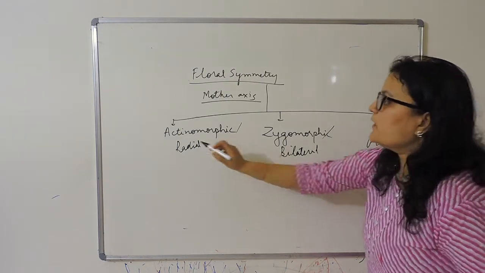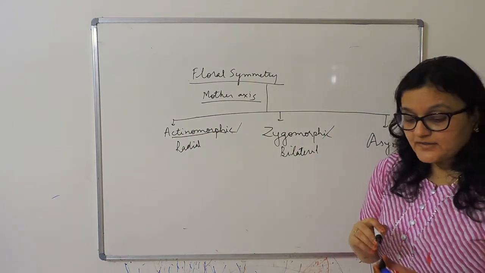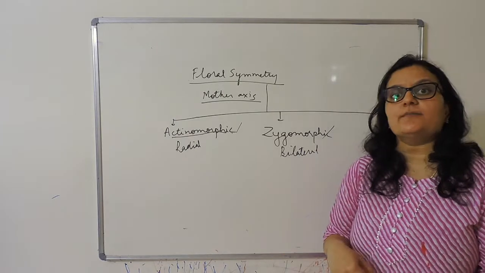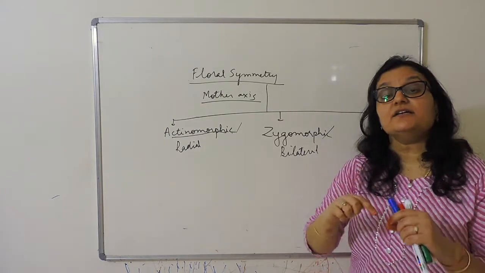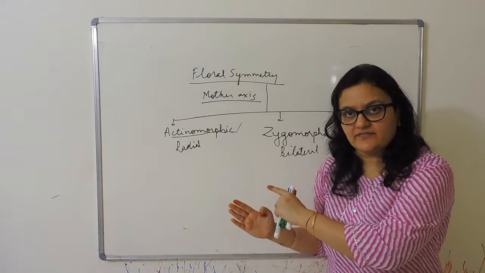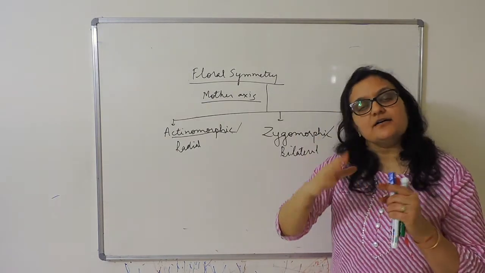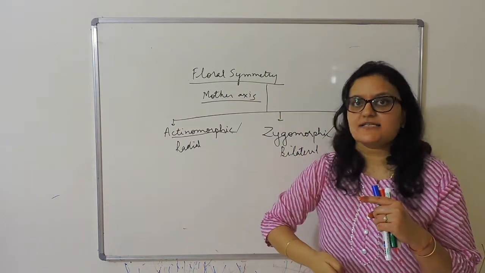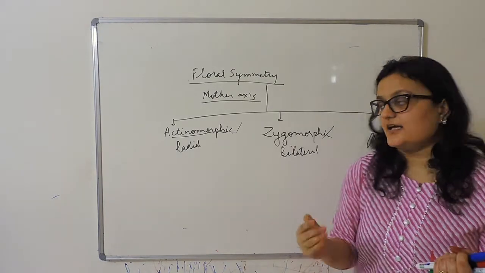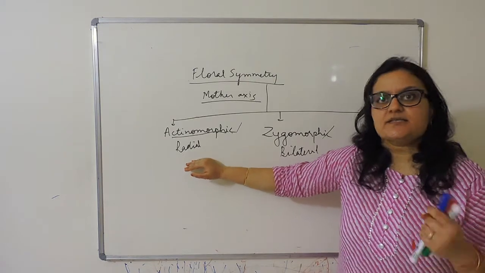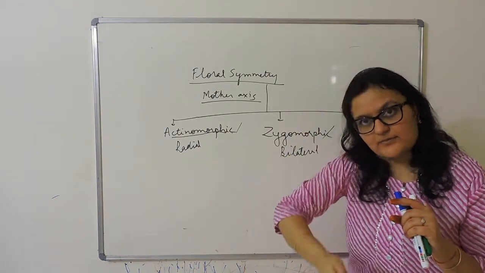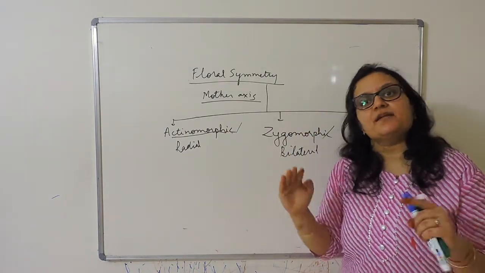So what happens in the actinomorphic: a flower can be divided into two equal halves by any vertical plane or by any horizontal plane, but that line should pass through the center. Meaning you can divide the flower into two equal halves by any plane, but the condition is that the plane must pass through the center and give you two equal halves. Then that is known as the actinomorphic. Similarly in animals you see radial symmetry: if you cut any animal through the center and get two equal halves, that is the radial symmetry.